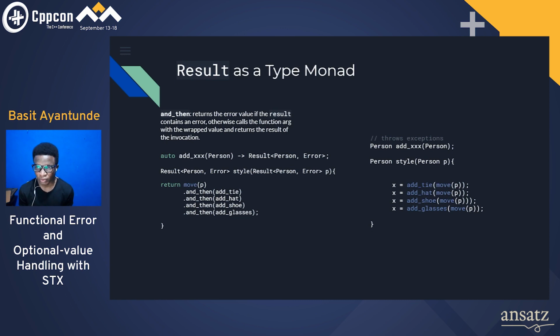Similar to the option monad we demonstrated earlier, here is how you perform control flow with results. In the exceptions counterpart, the exception is automatically propagated. The result monad has similar abstraction capabilities via its monadic methods.